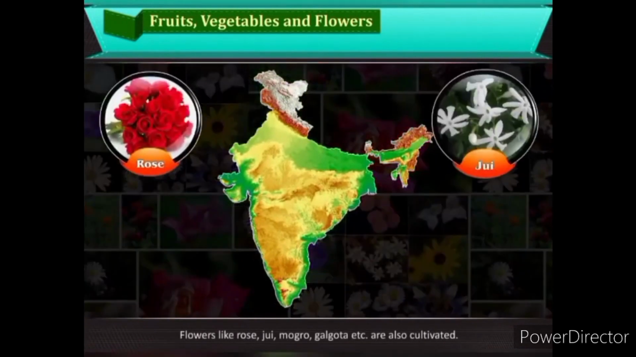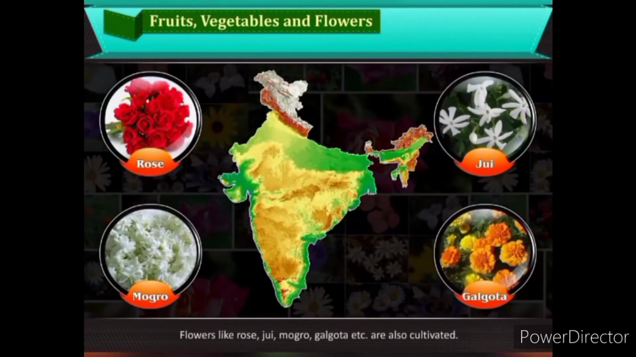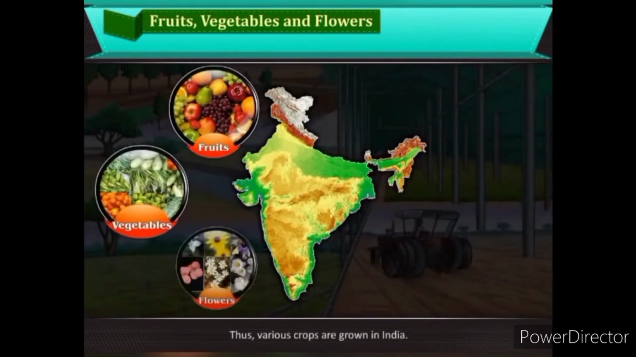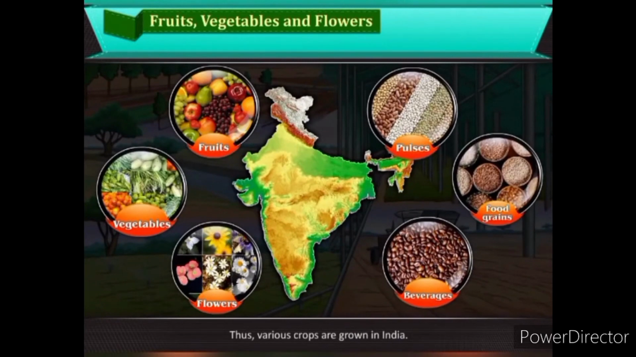Flowers like rose, juhi, mogro, galgota, etc. are also cultivated. Thus, various crops are grown in India.